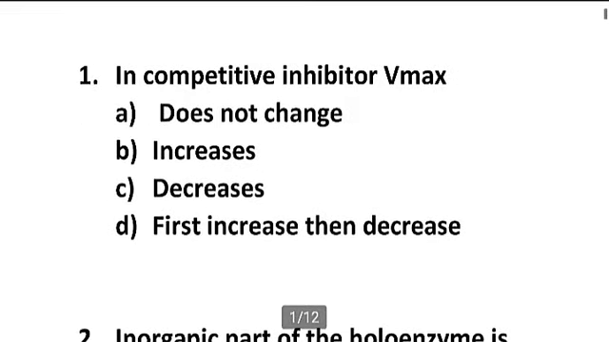First question is, in competitive inhibitor Vmax, and the options given are A does not change, B increases, C decreases, D first increase then decrease.